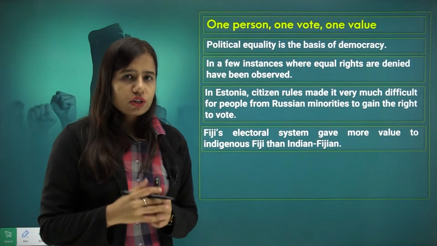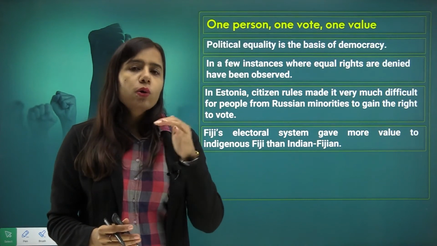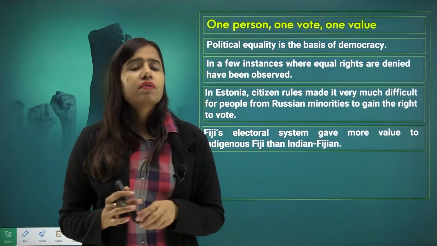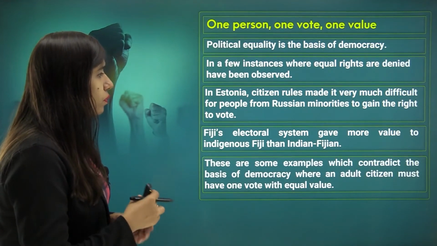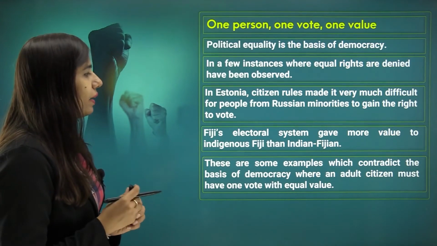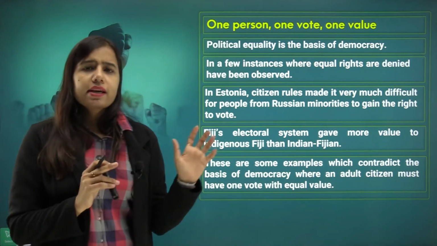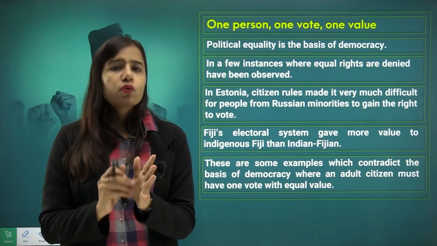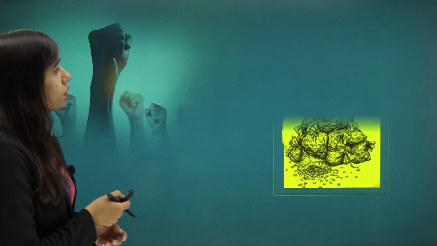What does it mean? Fiji एक कंट्री है, तो फिजी कंट्री के अंदर क्या हुआ, जब इलेक्शंस होते थे तो वहाँ के जो नागरिक थे उनके वोट की वैल्यू ज़्यादा थी और जो इंडियंस थे जो फिजी में जाकर सेटल्ड हो गए उनके वोट की वैल्यू कम थी. तो ऐसा भी नहीं होना चाहिए. एक हेल्दी डेमोक्रेसी के अंदर ऐसा कभी भी नहीं होना चाहिए. So these are some examples which contradict the basis of democracy, where an adult citizen must have one vote with equal value. इसका मतलब है कि ये ऐसे कुछ examples हैं जो बताते हैं कि डेमोक्रेसी के अंदर क्या होना चाहिए कि एक व्यक्ति जो वोट देगा उस वोट की वैल्यू सेम होनी चाहिए सभी जगह पर. So this is also very, very important.